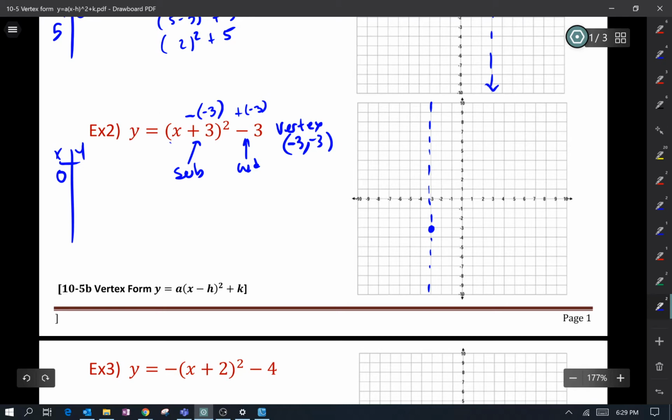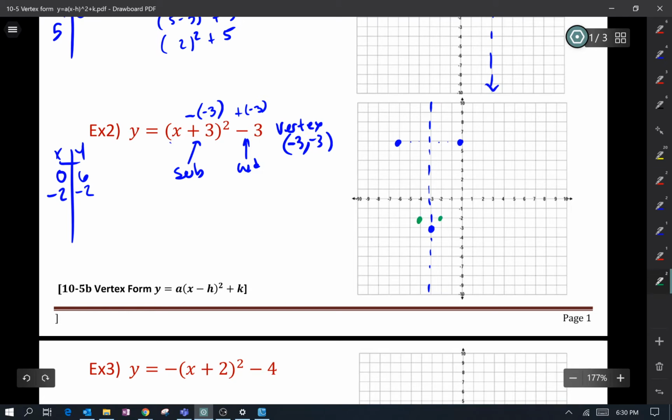So let's try 0. 0 plus 3 is 3. 3 squared is 9. 9 minus 3 is 6. So 0 is 6. So 0, 6. And I went 1, 2, 3 that way. So I'm going to go 1, 2, 3 this way, right? And I guess negative 2 would be smart, right? Check negative 2 because it's really close to the axis of symmetry. So negative 2 plus 3 is 1. 1 squared is 1 minus 3 is negative 2. So it's negative 2, negative 2. Reflect that.